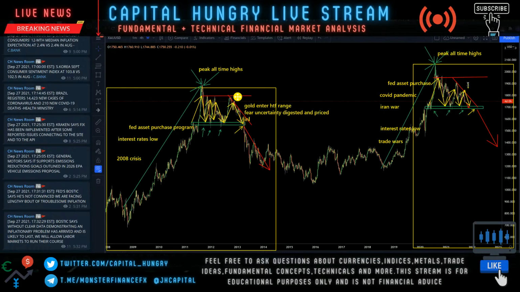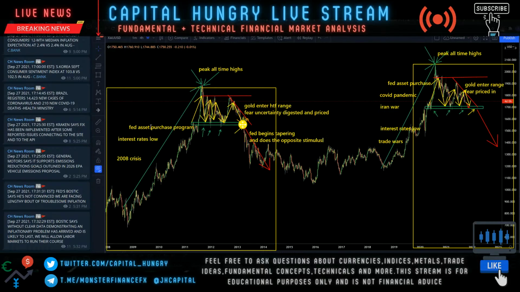Right? Here you have gold enter a range after the fear a month later priced in, and those all-time highs peaked. Then you have this downside move that breaks the demand zone here when the Fed begins tapering and does the opposite of stimulus that you saw bring us to the upside here.